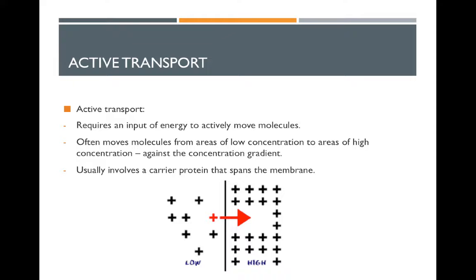So active transport requires input of energy, okay? Key point there. And also, molecules generally are moving from areas of low concentration to areas of high concentration. So they're moving against the concentration gradient, okay? In a membrane, it often generally involves a carrier protein. So something within the membrane that lets it happen by expending that energy to transport things across.